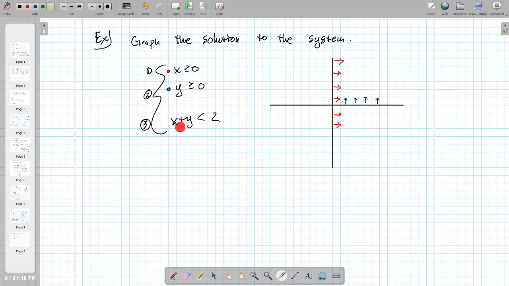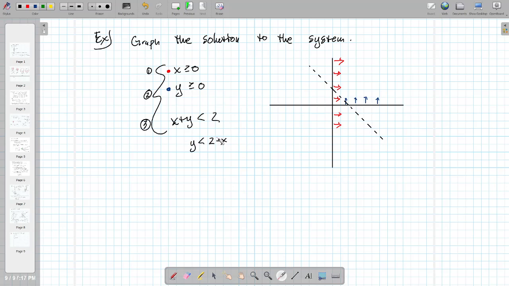And then we need to graph this third inequality. X plus y is less than 2. If we solve for y, we have y is less than 2 minus x. It's dotted because we have strictly less than. We have a dotted line here. And I'm going to graph this one in green. We are less than 2 minus x, so we're going to graph below this line.